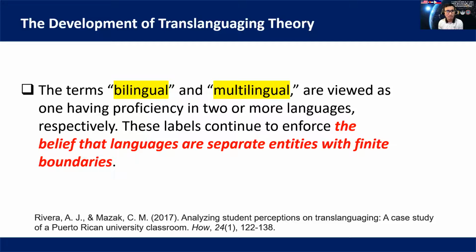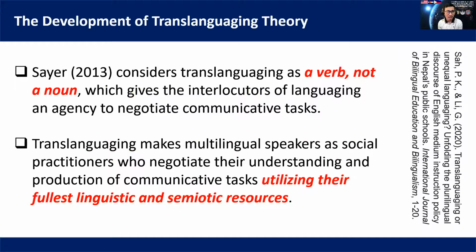So the terms bilingual and multilingual are viewed as one having proficiency in two or more languages respectively. That's why I mentioned that when we talk of bilingualism or multilingualism, we are particular on labeled languages. So these labels continue to enforce the belief that languages are separate entities with finite boundaries. But in translanguaging, Garcia considers translanguaging as a verb and not a noun, which gives the interlocutors, the speakers of languaging, an agency to negotiate communicative tasks.